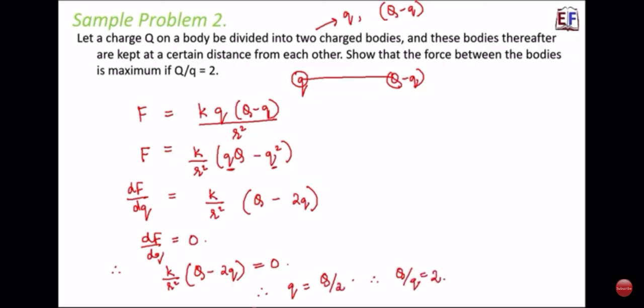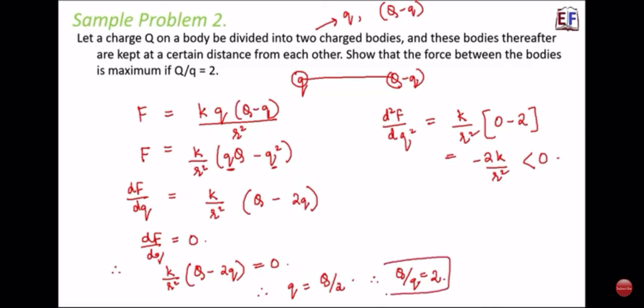Are we done? Not really, because in order to ensure that this is the condition for its maximum value, we also need to check that at this condition d square F by dq square should be less than 0. So that's the condition for maxima, right? For maxima, first we say that dF by dq should be equal to 0. Also d square F by dq square should be less than 0. So let's calculate d square F by dq square. That will be equal to K by R square into (0 minus 2). So that is equal to minus 2K by R square, which is less than 0. So therefore this is the correct condition.